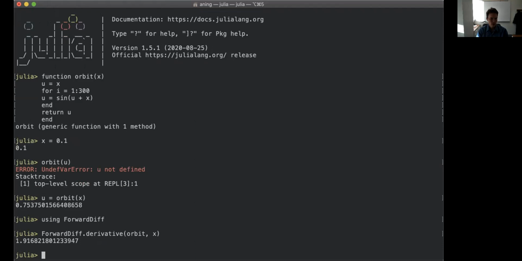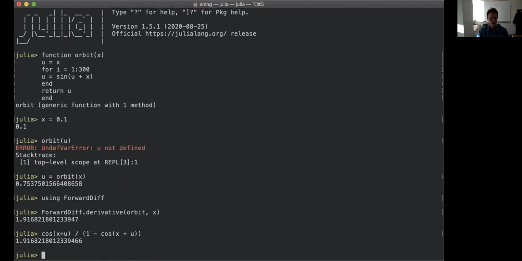All right, so I just derived an analytic solution to that derivative, even though it's implicit, and let's just check it. So let's think, I got cosine of x plus u divided by, assuming I did this right, 1 minus the cosine of x plus u. And looks like we did it right? So we get an exact match all the way down, right? So great, that's cool. So let's go back.